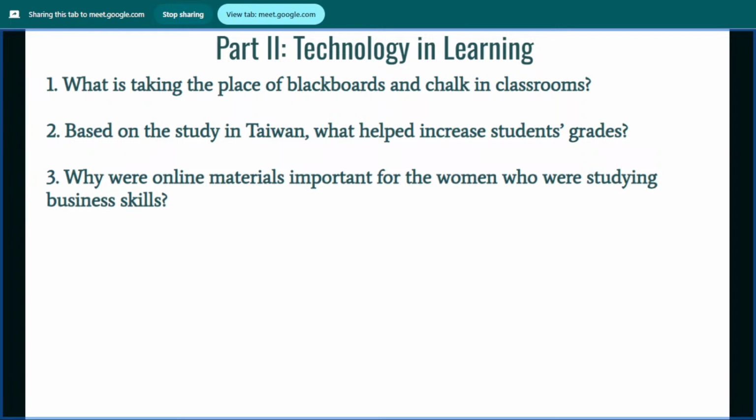Okay, tell me your answers quickly. Ma'am, the answer of first question is that smart board, visual media, and mobile devices are taking place instead of blackboard and chalks in classroom. Very good. Pranjali, answer number two. For second question, adding at least one virtual component to the class helps increase student grades. The answer to the second question would be the use of technology in education. Oh, okay.